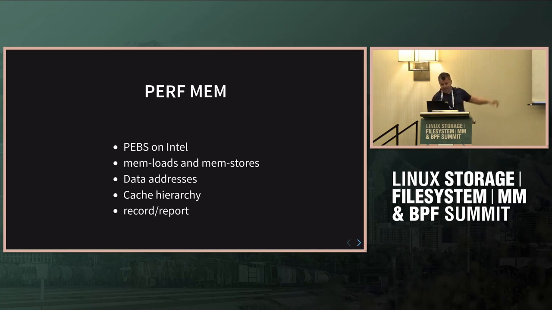You have information about the cache hierarchy, where this memory is going: is it to the first level, second level, third level, local memory, remote memory, like in a NUMA node, in another NUMA node. And the tool workflow is the perf normal one. You do a record, and then it will select by default those mem-load and mem-store with a default of 30 CPU cycles. You can change that in the command line, and then you do a report.